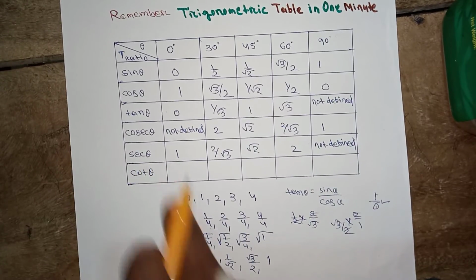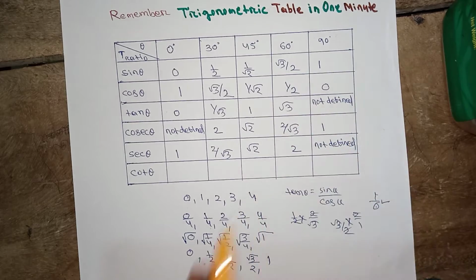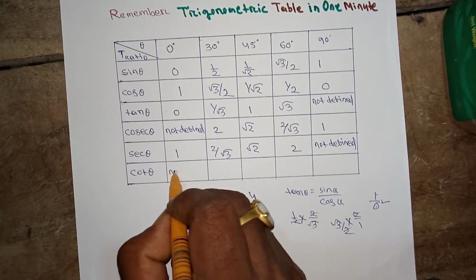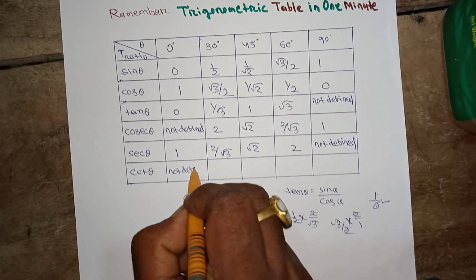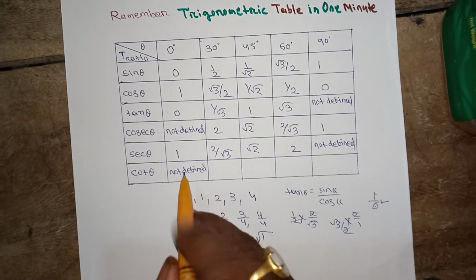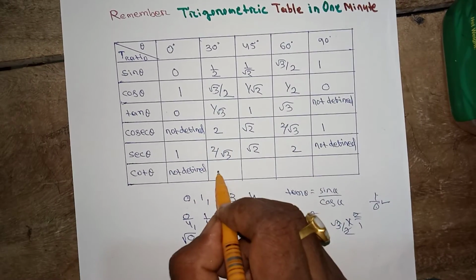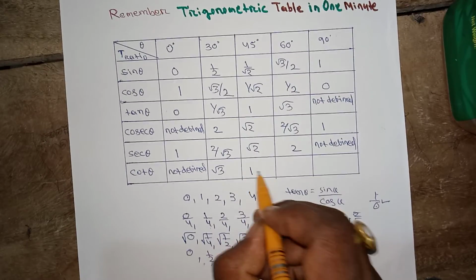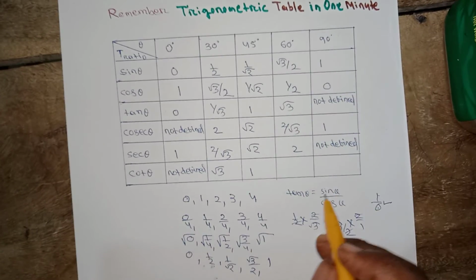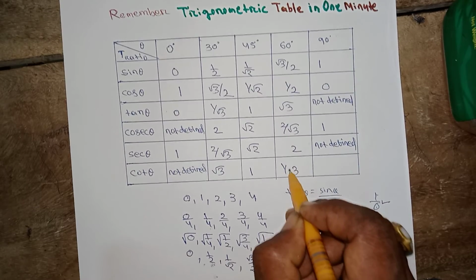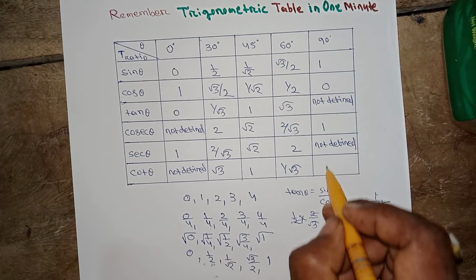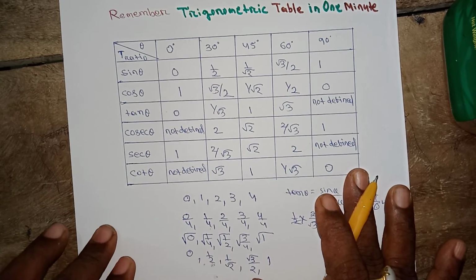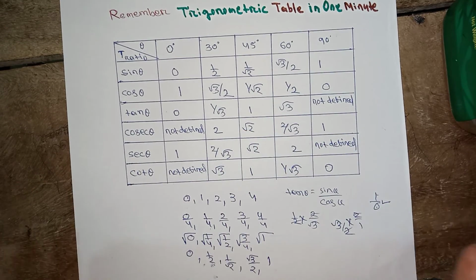Like this, cot theta, the reciprocal of tan theta. So 0, reciprocal of 0 not defined. Reciprocal of 1 by root 3, root 3. Reciprocal of 1, 1. Reciprocal of root 3, 1 by root 3. When not defined, the reciprocal is 0. Finish. Now the trigonometric table is completed.